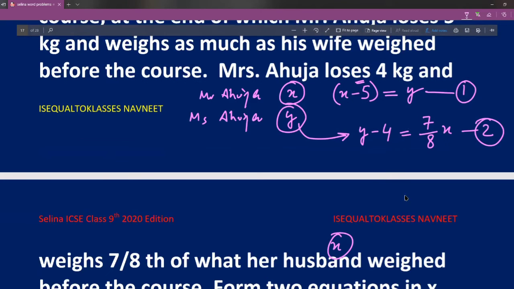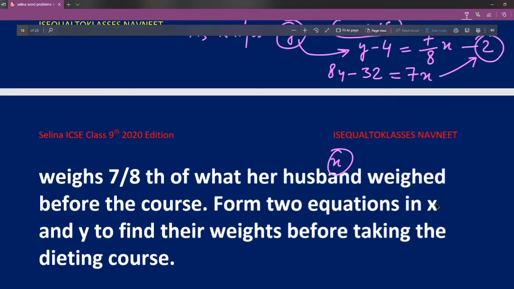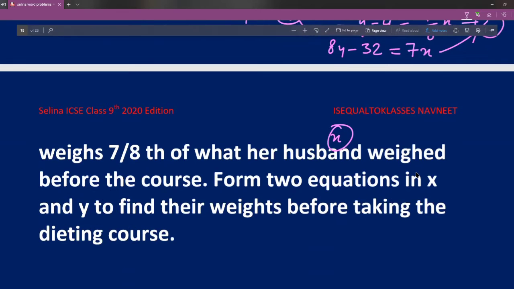Now, if need be, I can solve them also. So just try to solve them. From here, what I can form is 8y minus 32 is equal to 7x. This is my equation 2. Now, if I need to solve this, I take the value of x. X would be equal to y plus 5. I'll take this value of x and put it in equation number 2. Equation number 2, I'll write here again: 8y minus 32.